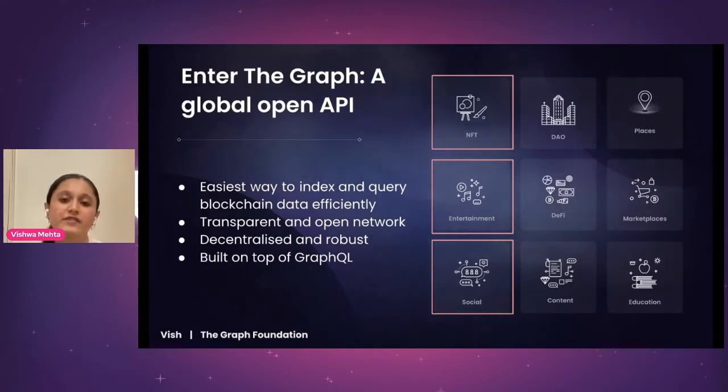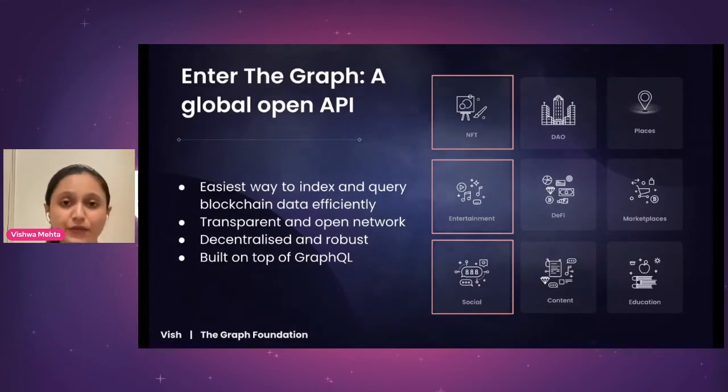And why the graph is now creating this solution using the decentralized network is because we no longer need a centralized indexing server. We can now rely on something that is taking the decentralized route, so that we can make sure that there is a better, more efficient approach to indexing data from the blockchain. And that's why we say that the graph is the easiest way to index and query blockchain data efficiently. And it is also transparent and open, and built on top of GraphQL.